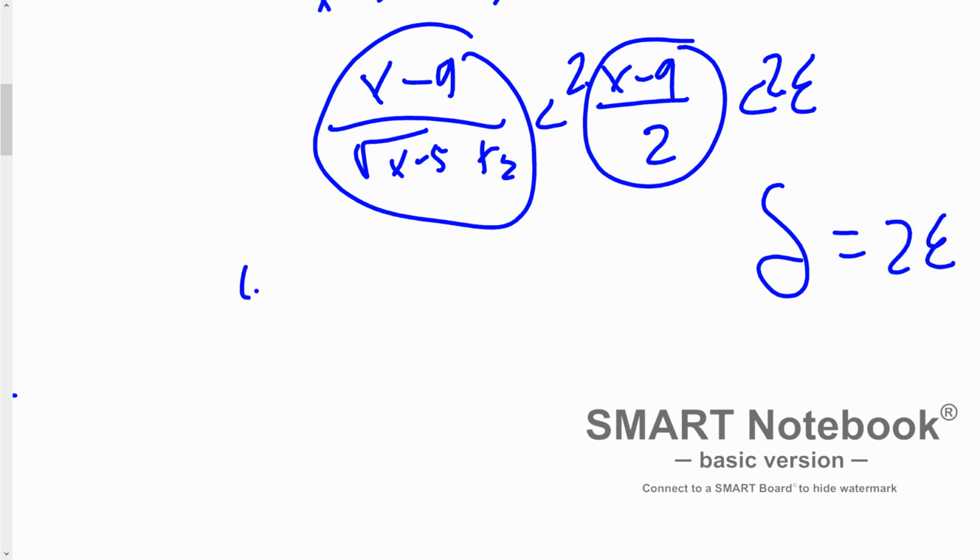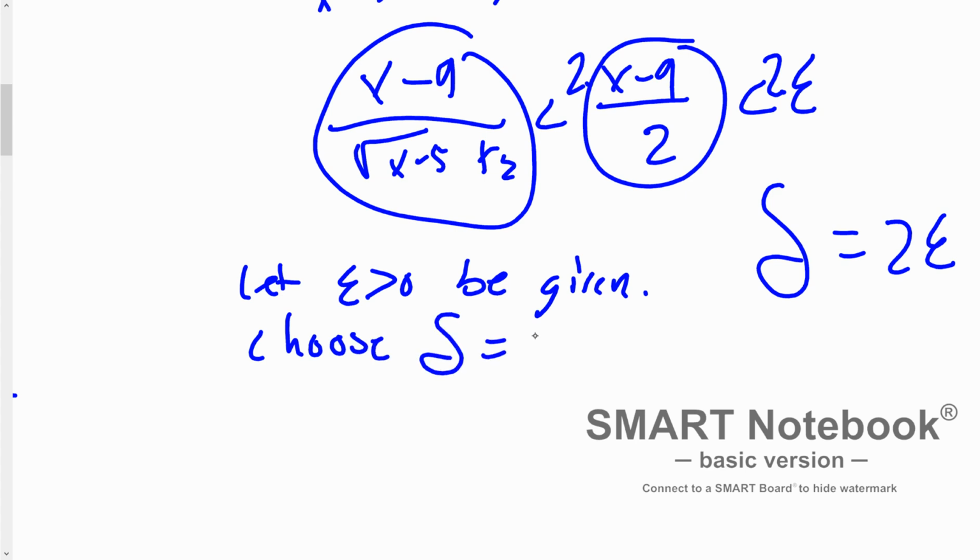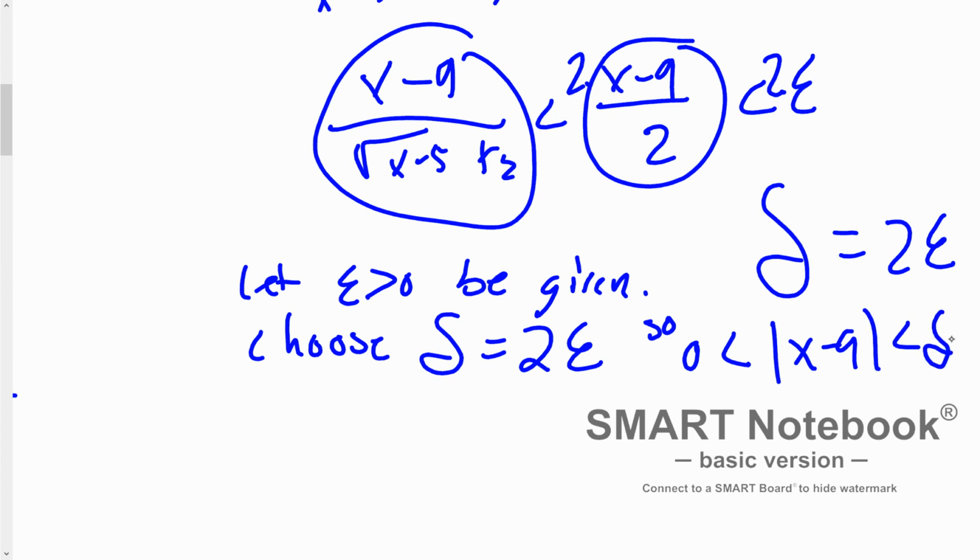Now we go back through. Let epsilon greater than 0 be given. Always start with that. Then choose your delta, some form of epsilon. And then you can plug in 0 < |x - a| < delta. Now plug in your delta, which is 2 epsilon. Then you can go ahead and start doing your work backwards. So divide by 2.